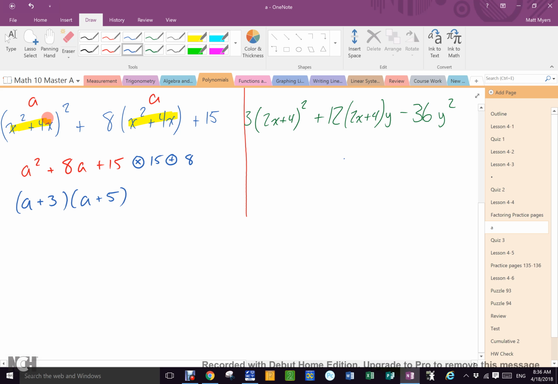Put my a back in. X squared plus 4x plus 3, right? And what's this one going to be? X squared plus 4x plus 5, correct? Now, look at those two things we just made. Do they look anything like something we can factor?